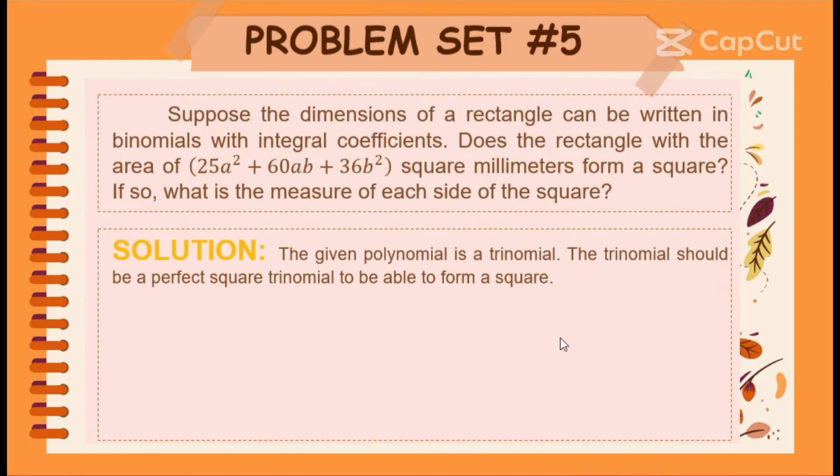Now, suppose the dimensions of a rectangle can be written in binomials with integral coefficients. Does the rectangle with the area of 25a squared plus 60ab plus 36b squared square millimeters form a square? If so, what is the measure of each side of the square? So, makakabuo kaya daw ito ng square, yung area na to? So, tingnan natin. The given polynomial is a trinomial. Okay? The trinomial should be a perfect square trinomial to be able to form a square. Dapat daw perfect square to. Check natin.